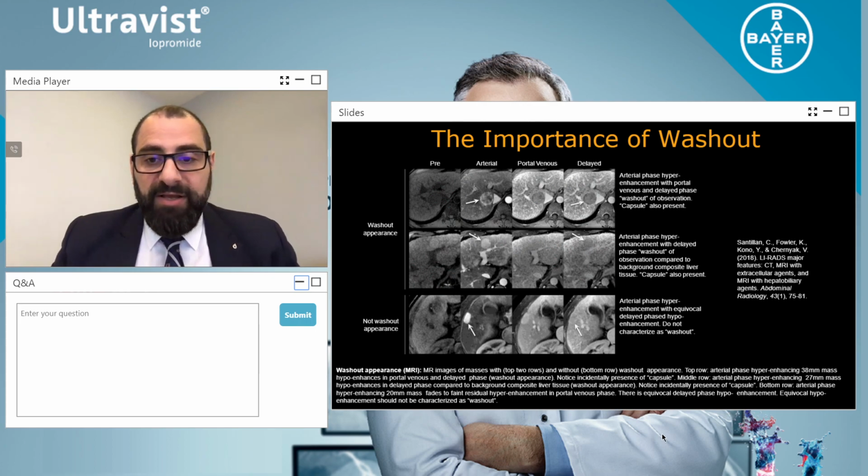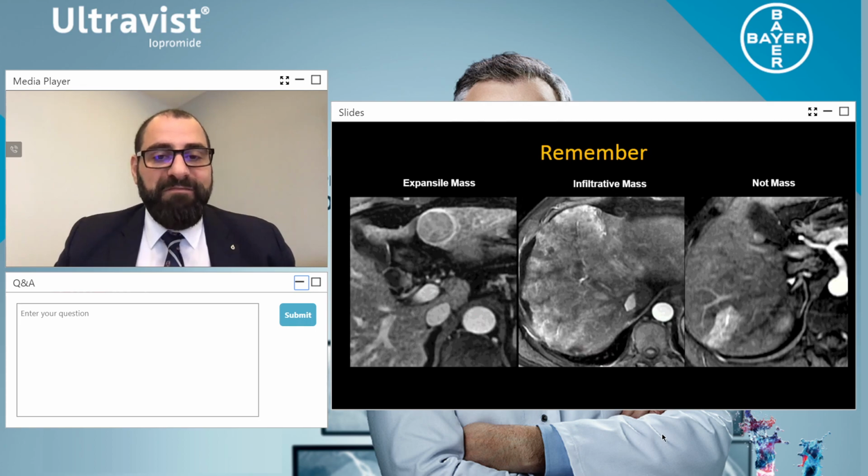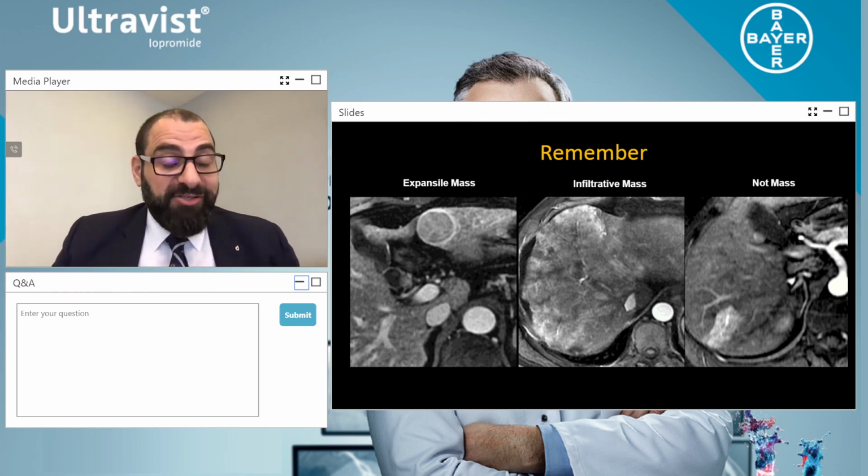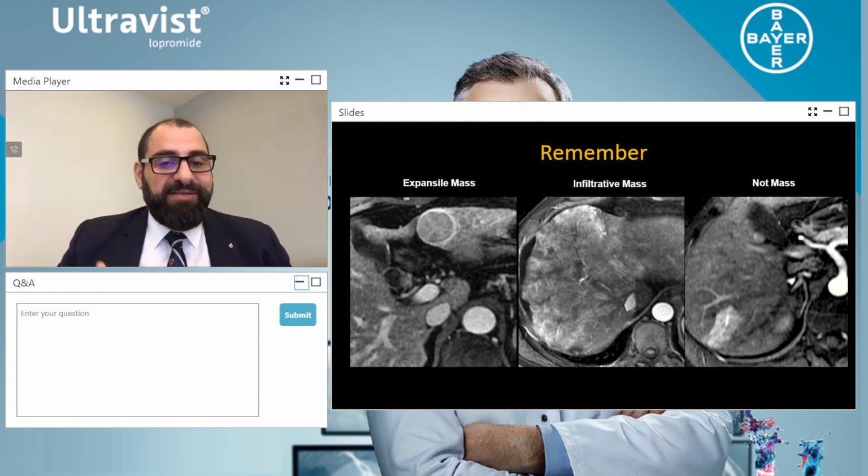So if I look at this next slide, we have to think of there are three types of masses that we find in the liver. There's the nice, well circumscribed expansile mass. Then we have the infiltrative mass. So this is a mass like focal nodular hyperplasia, which likes to go out everywhere and go through. And then we also have non-mass structures, which are perfusion deficits, or there could be infarcts or whatever. So it's really important to distinguish between these three structures.